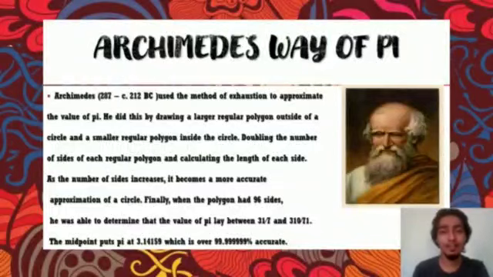Archimedes' way of pi. Archimedes, a famous mathematician, used a method of exhaustion to approximate the value of pi. How did he do this? He did this by taking a larger regular polygon outside a circle and a smaller regular polygon inside a circle. When the number of sides increases, it approximates a circle. When the number of sides reached 96, he was able to determine the value of pi, which lay between 31/7 and 310/71. The midpoint puts pi as 3.14159, which is over 99.9% accurate.